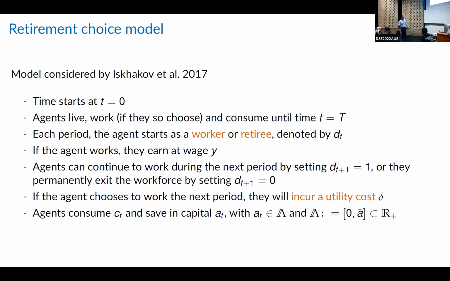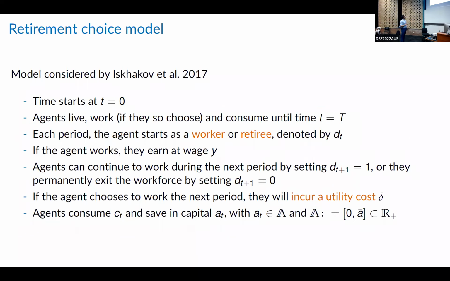I'm going to now demonstrate the method using the Iskhakov et al. framework example that they use. So we're going to think of a retirement choice model. People live up to time T, which can be any number. Each period, agents can choose to work or retire. Once they retire, they exit the workforce completely.